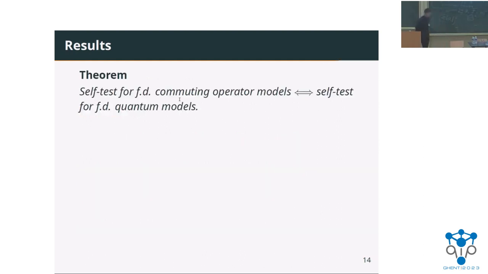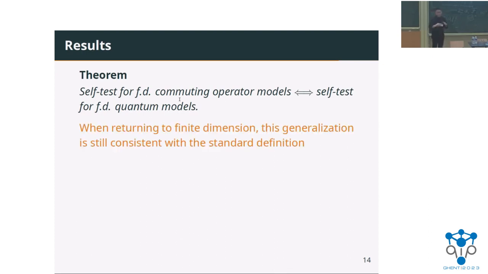We also show that a correlation is a self-test for finite dimensional quantum models if and only if it is a self-test for quantum models. What does this mean? It means although this definition is defined for commuting operator models, which can be infinite dimensional, when you return to the finite dimensional case, this generalized definition is still consistent with the standard one.